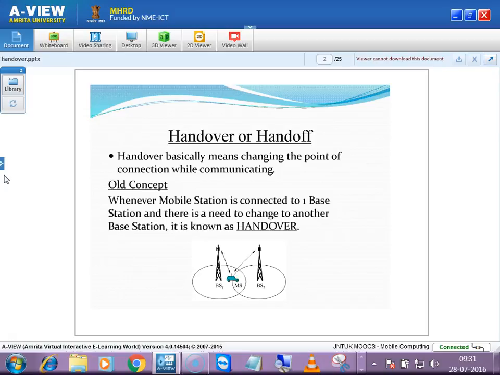What is handover first of all? I think you know all this stuff; yesterday only I explained. I'm not repeating. I'll just cover this handover concept in maybe 10 minutes and then go on with the protocol.